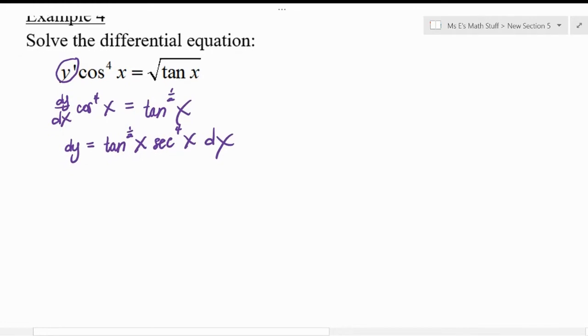Now from here, I've got tangent and a combo of tangent and secant. So let's just kind of play with it in our heads. Okay. So if I let u equal tangent, then my du would be secant squared. And so I'd have to save 2 of these secant squareds off to the side for du, and I'd be left with an even number of secant squareds left. So that's the winner right there. I can tell you right now. So let's let u equal tangent of x.